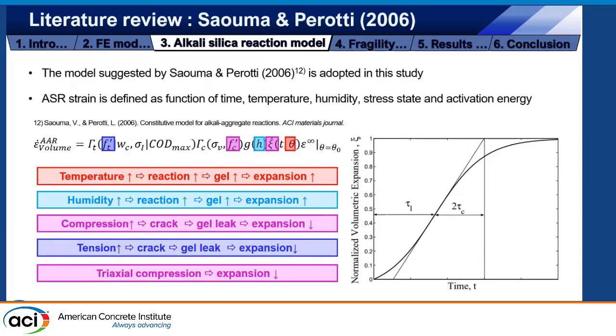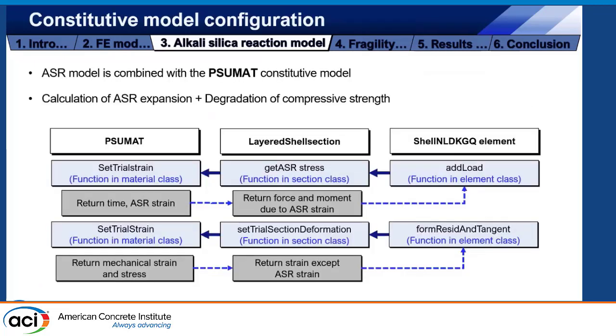Many constitutive models have been proposed to simulate this behavior, and in this study, we adopt the model suggested by Saouma and Perotti in 2006. In this model, the ASR strain is defined as a function of time, temperature, humidity, stress state, and activation energy. We combined this model with the plane stress user material to calculate the Alkali-Silica reaction expansion and the degradation due to expansion.